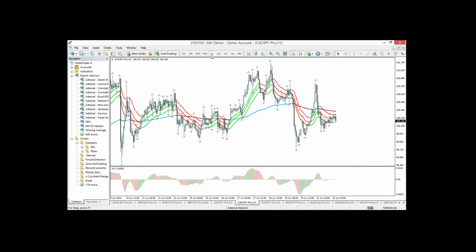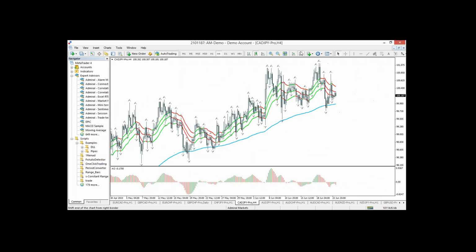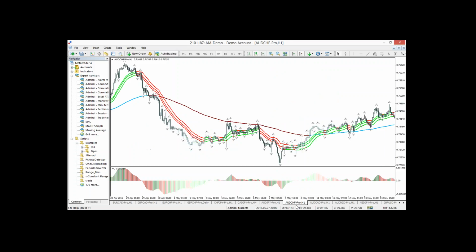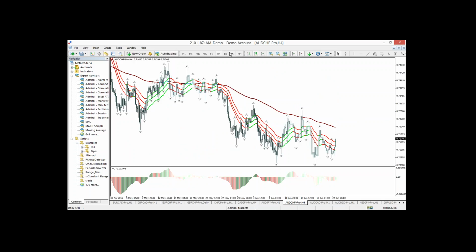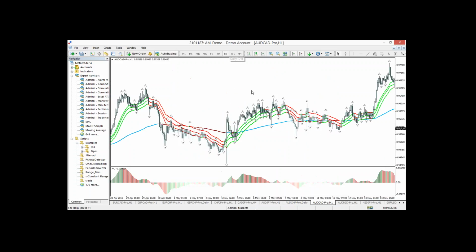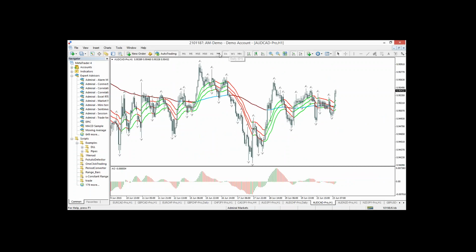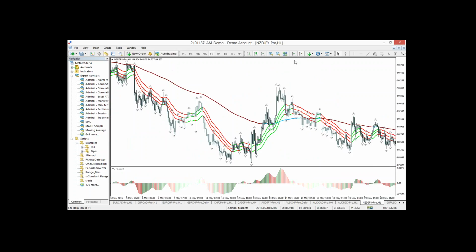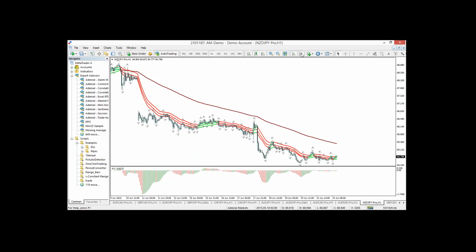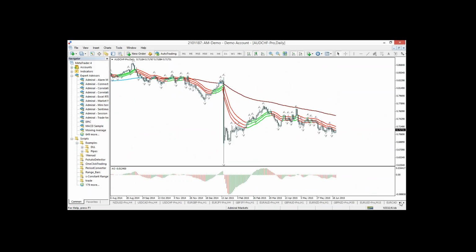CAD yen seems to be choppy. Same for the odd CAD. Not much difference between the Aussie and the CAD at the moment, but the odd New Zealand is pushing up. Pound New Zealand could be the best one. We see New Zealand weakness, but we know that the New Zealand could be a bit oversold at the moment.